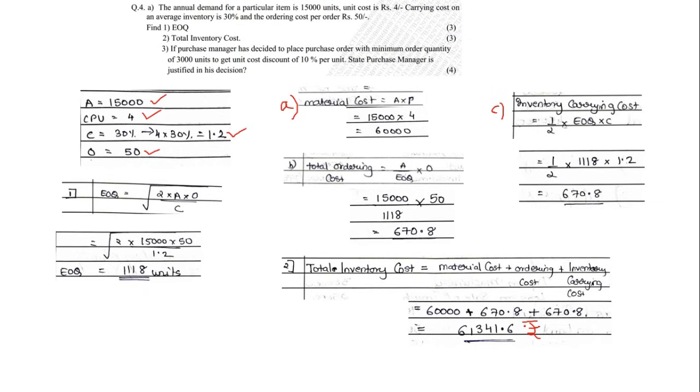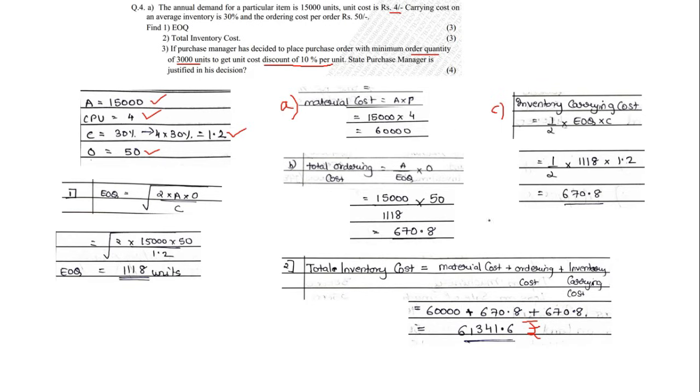Now I'm reading the third part. If the purchase manager has decided to place the purchase order with a minimum order quantity of 3,000 units, so now your minimum order, the economic order quantity, is 3,000 units, then you will get a cost discount of 10% per unit. Per unit was 4 rupees. They said if the EOQ, rather than 1118 units, is taken as 3,000, we will get a 10% discount on the unit cost. State whether the purchase manager is justified in his decision or not. So we have to see whether his decision to have an EOQ of 3,000 units is good or not.